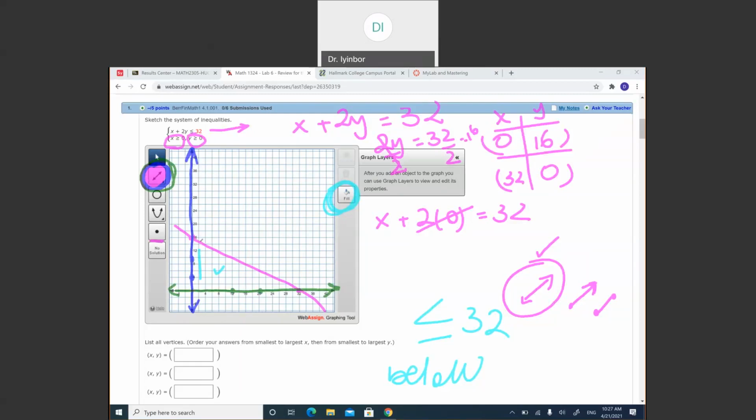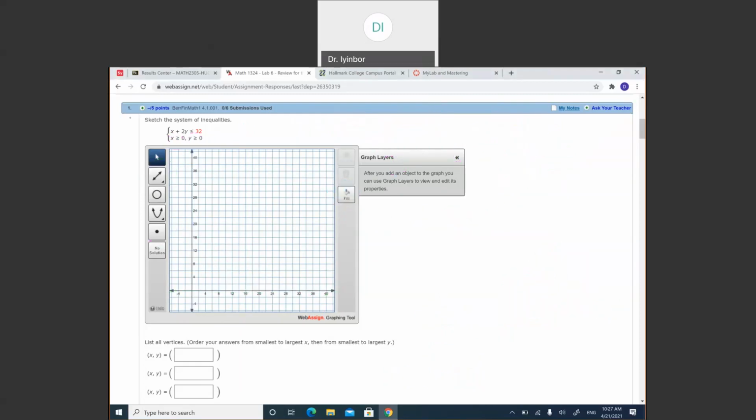So you're going to shade over here. How you shade, you just click on fill, click here, and then click one time inside, and it's going to shade it for you. So that's how you graph it. I explained how to do it. Now I'm going to do it. So let's do that. First, I'm going to click on the straight line.